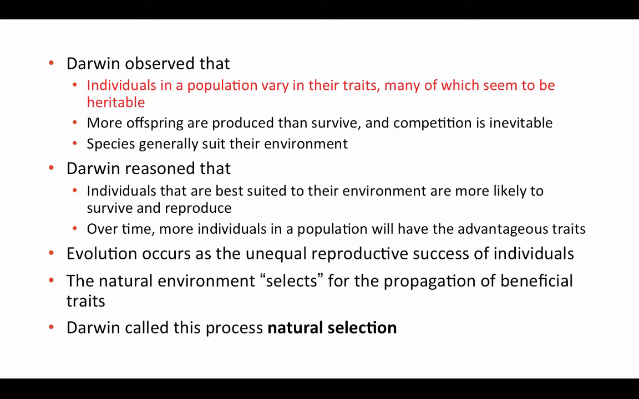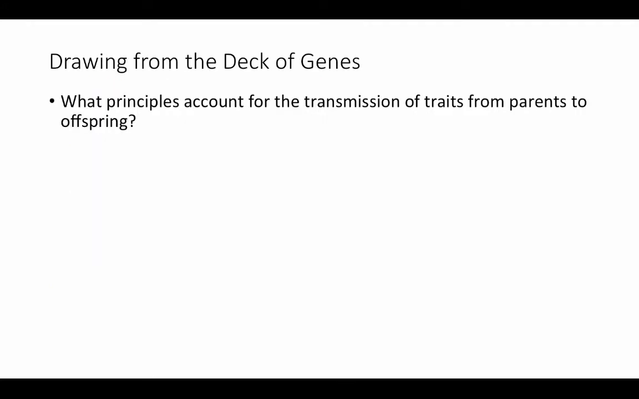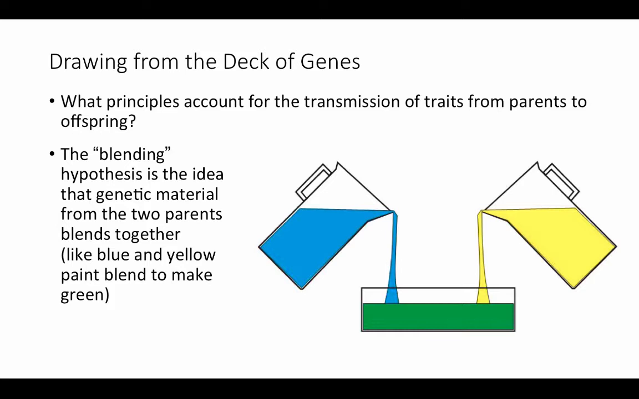How does this happen? And so remember that at the time Darwin was formulating this model of evolution by natural selection, he knew nothing about how inheritance took place. So in Darwin's time, this was considered a very, very important question, how this property of heritability actually works. So now we can think of this as drawing from the deck of genes, but of course genes were completely unknown at that time. So what we want to know is what principles account for the transmission of traits from parents to offspring.